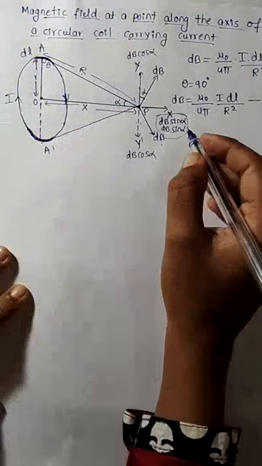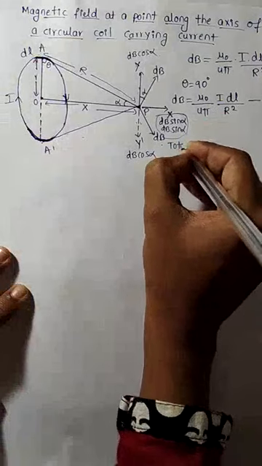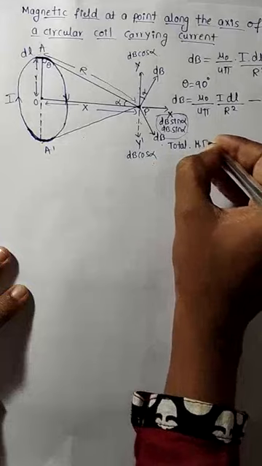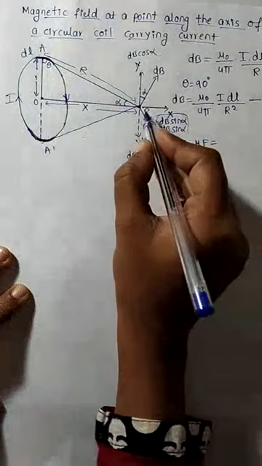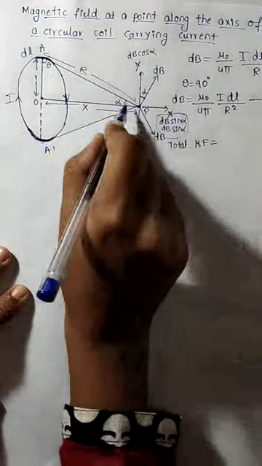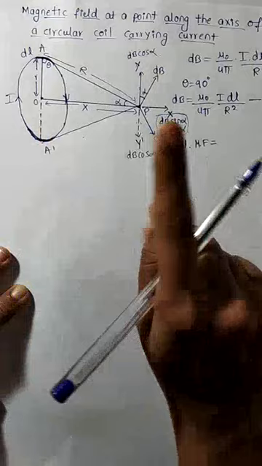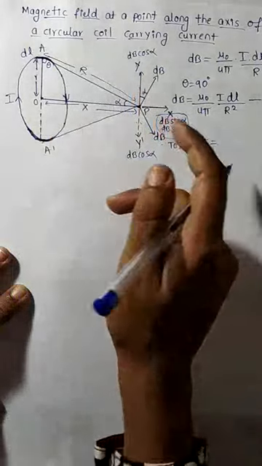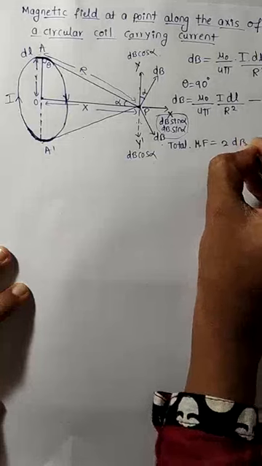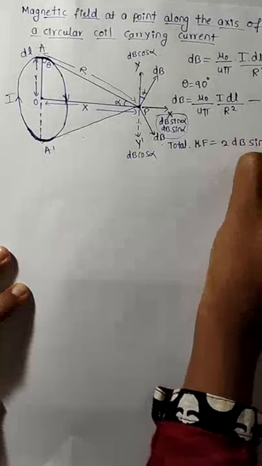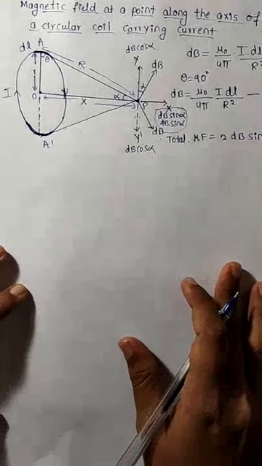So that's why shall I write the total magnetic field due to the current elements A and A dash is nothing but equal to, one is dB sin alpha and another is also in the same direction, that is dB sin alpha. So we will add these two quantities. So when we add these two quantities, how much will you get? You will get 2 dB sin alpha. So that value is nothing but what? 2 dB sin alpha. Okay.